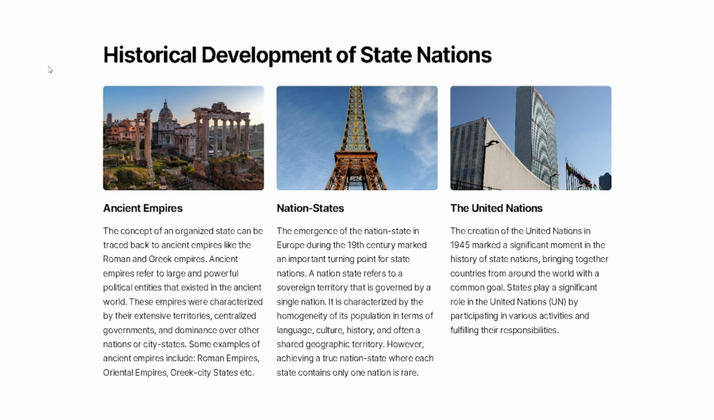United Nations. The creation of the United Nations in 1945 marked a significant moment in the history of nation states, bringing together countries from around the world with a common goal. And their common goal was primarily the Bretton Woods system. The Bretton Woods system was a system that emphasized the establishment of many international organizations, such as the United Nations, and they emphasized free trade agreements, a tariff-free world, and many other things.